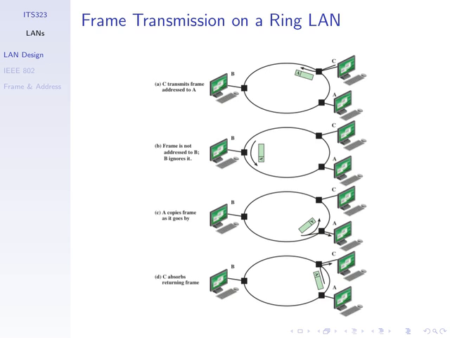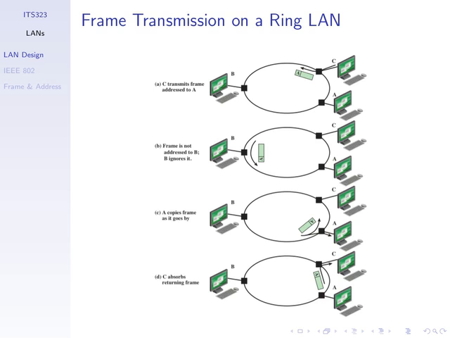I am the destination of this frame. Take a copy of that frame, process the data. But also A sends it on the next point-to-point link, in this case back to C. C was the original source. When C receives the same frame again, it takes it off the ring. It doesn't send it on again. So even though A received and was the destination, it still sends it on.